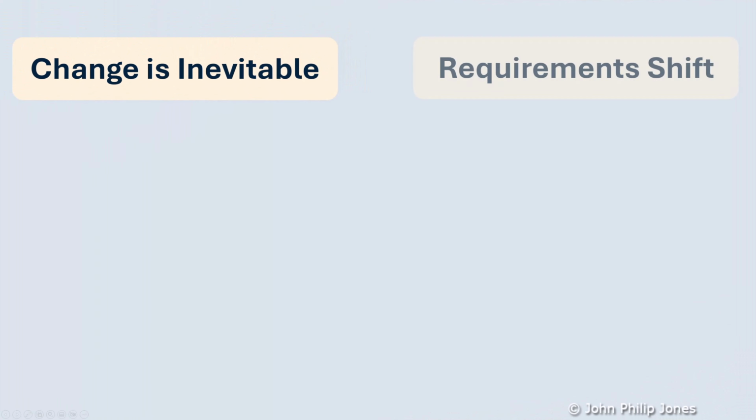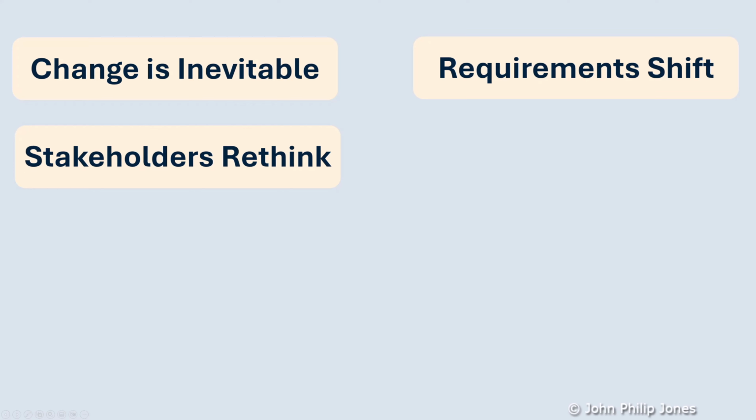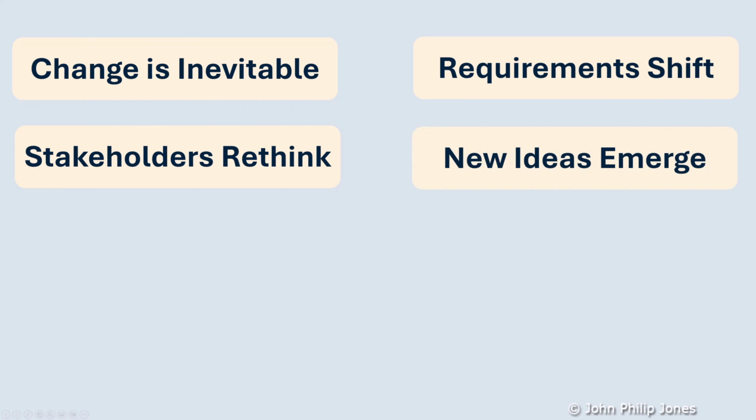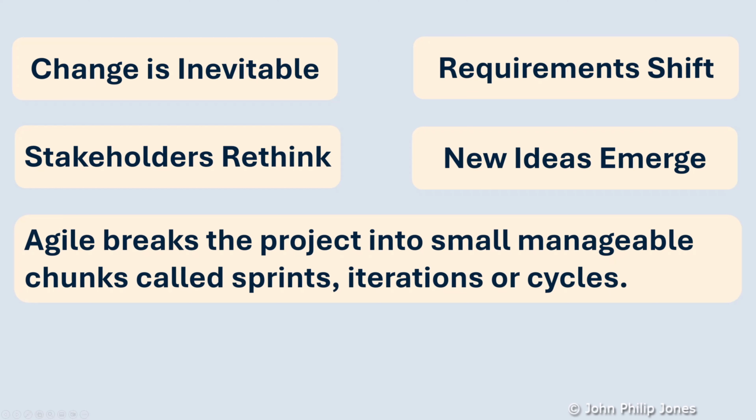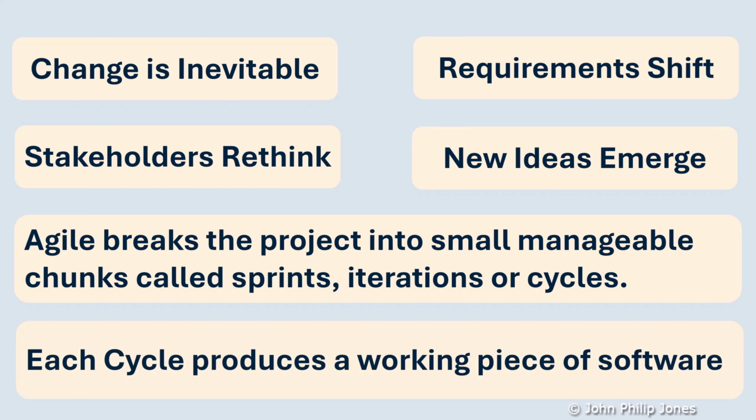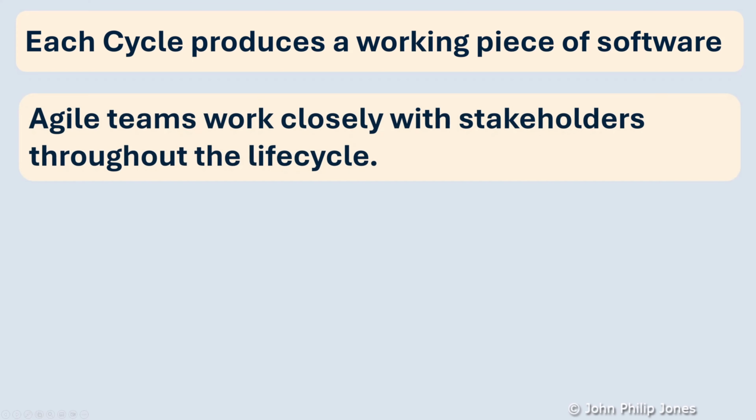Change is inevitable. Requirements shift. Stakeholders rethink. New ideas emerge. Agile breaks the project into small, manageable chunks called sprints, iterations, or cycles. Each cycle produces a working piece of software. This means Agile teams work closely with stakeholders throughout the lifecycle. And this working piece of software that comes out of each sprint, out of each cycle, certainly helps with this closer working contact with stakeholders.